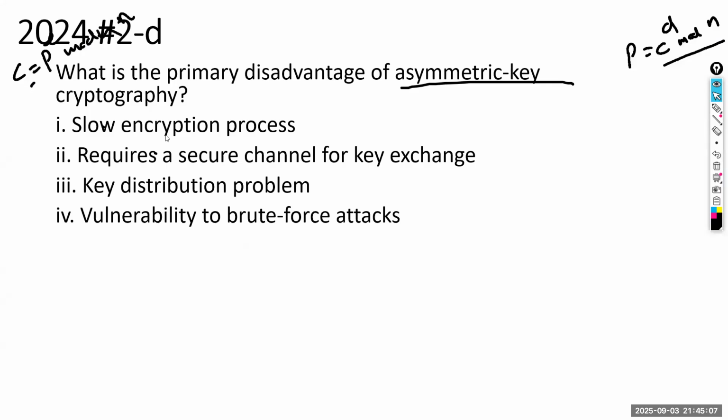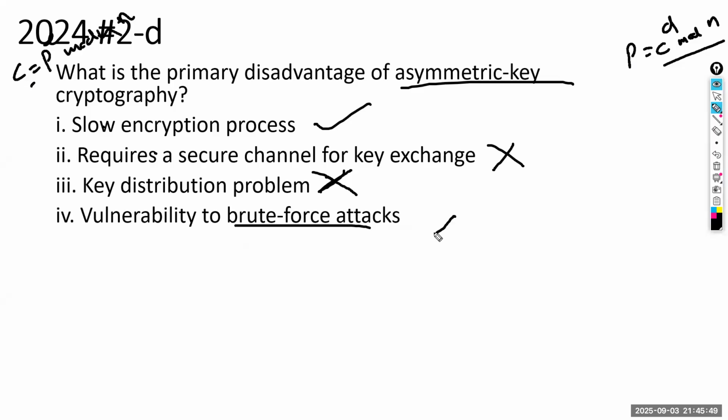Okay. So slow encryption process, yes. Requires a secure channel for key exchange, no. Because with the public key, we keep the private key with us. You need secure key exchange when we use symmetric key, because we are sharing our secret key with the sender. So how do we send that secret to the sender? Still we have not encrypted. But here we are only sharing the public key. Public key is useless for decryption. So there is no key distribution problem for asymmetric key. Key distribution problem is mainly for symmetric key.